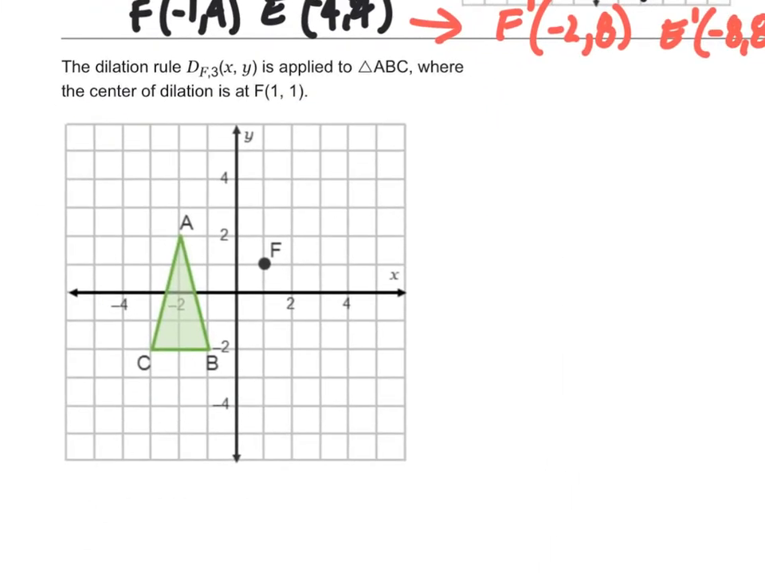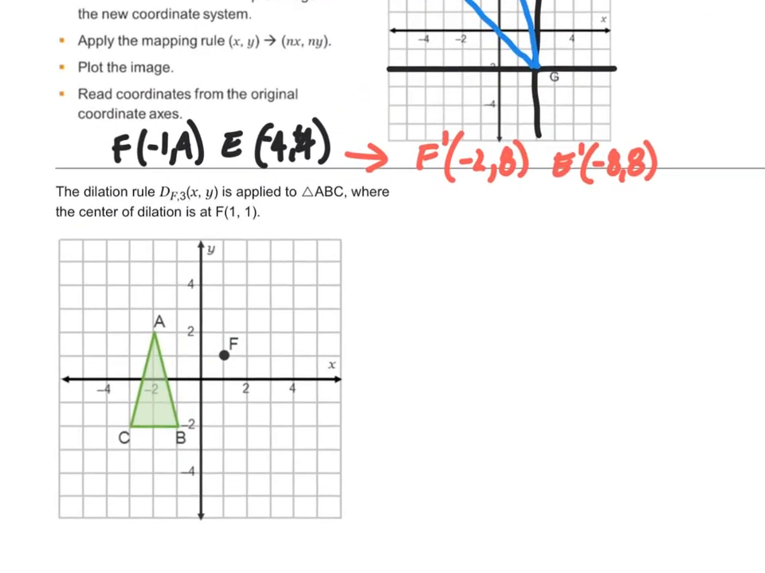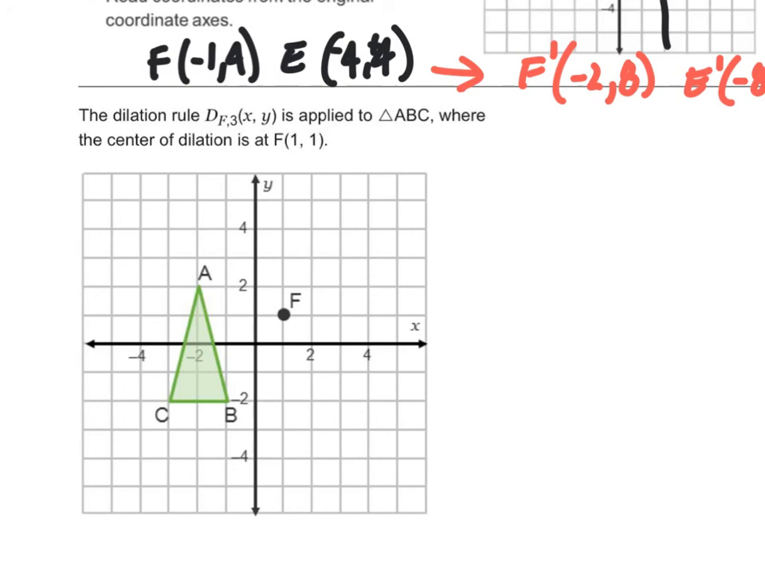All right, the dilation rule, and this is page number 2. This last one is applied to triangle ABC where the center of dilation is at point 1, 1. So I'm going to draw some new axes here real quick. We want to increase this by a factor of 3.